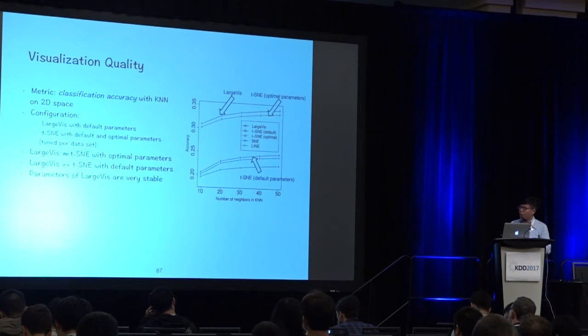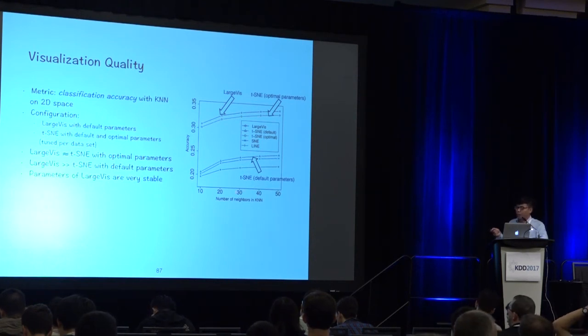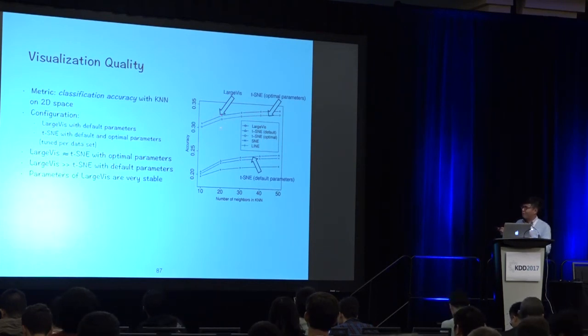We try different configuration comparisons. For LargeVis, we always use the default parameters. For t-SNE, we use both the default parameters and also parameters optimally tuned on different data sets. These are the results of the k-nearest neighbor classification. The x-axis is the number of neighbors used in the k-nearest neighbor classifier, and the y-axis is accuracy. We can see that LargeVis slightly outperforms t-SNE with optimal parameters, but it significantly outperforms t-SNE with default parameters. However, in practice, empirically tuning the best parameters on large data sets is very time-consuming.